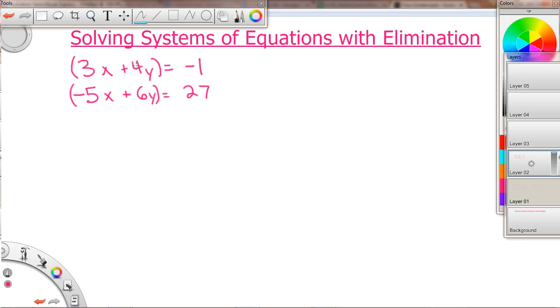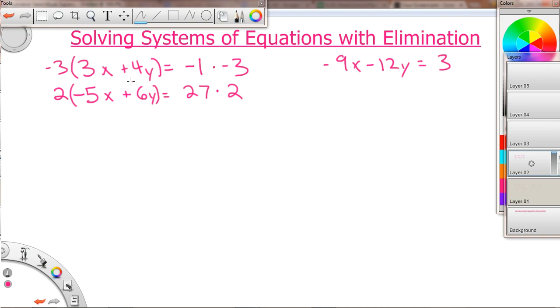So what I'm going to do is take the least common multiple of 4 and 6, which is 12, and I'm going to make one of these positive and one of these negative. So let's take this top equation. I'm going to multiply this top equation by negative 3, and that will give me negative 9x minus 12y is equal to a positive 3. Negative 1 times negative 3 is positive 3. Now the bottom equation, I also want a 12 for the y's coefficient. So here I'm going to multiply both sides of this equation by 2.